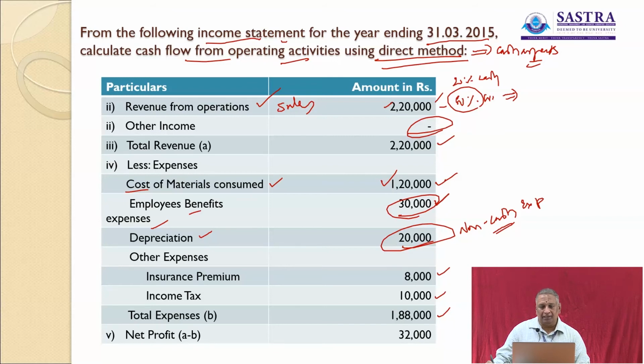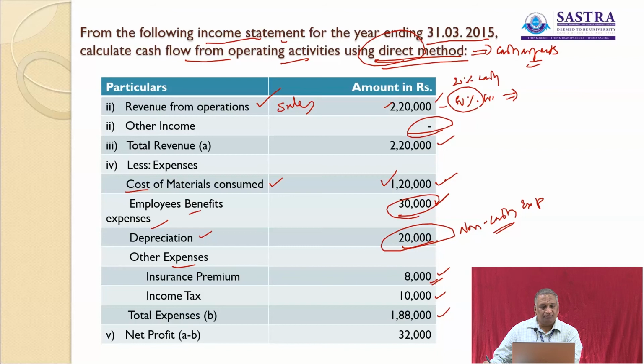If we do it in the indirect method, whatever money is debited as depreciation should be added back to arrive at the cash balance. Now we are doing it based on the direct method. So we have to ignore depreciation because it is a non-cash expense. Then we move on to other expenses. Insurance premium.